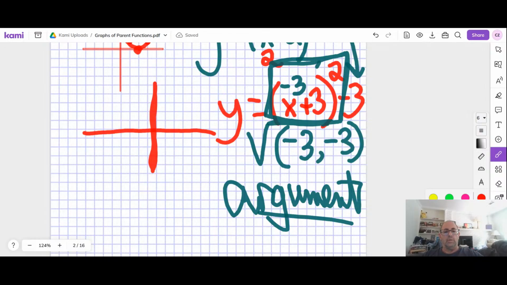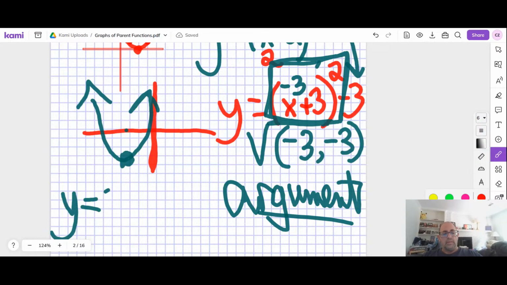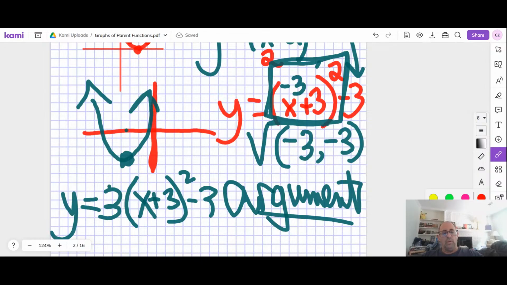Arguments! We're all good at arguments. So if I go to -3, I go wee! And of course, if I stick a number in front, like 3, for instance, I can make it all 3s. Yay! It will get steeper because everything will be 3 times as high.